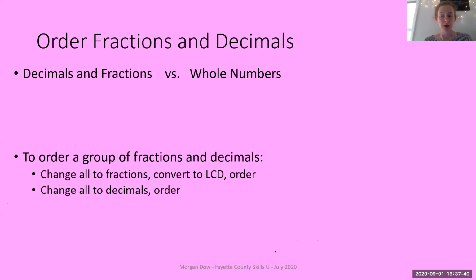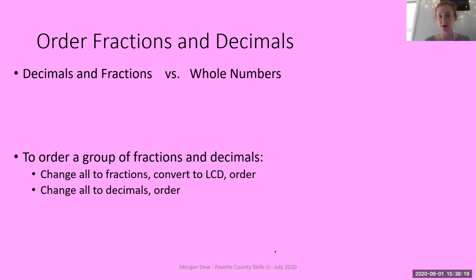Okay, so as promised, we are going to be building on that work we did with ordering fractions last week. We're going to be throwing decimals into the mix. So I wanted to start off just by getting clear on what fractions and decimals are and how they are different from whole numbers. If you think back to when we talked about place value, we talked about how all of the place values to the left of the decimal point are whole number place values, and everything to the right of the decimal point are decimal or fractional place values.